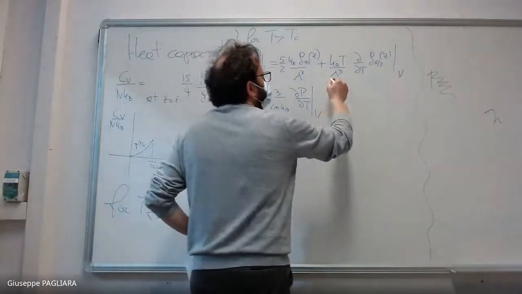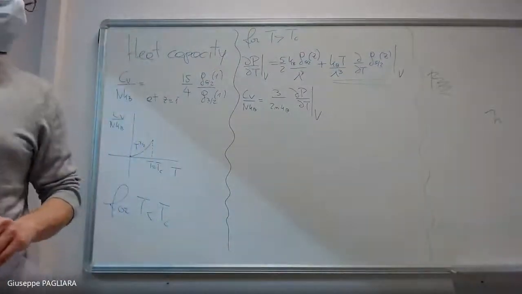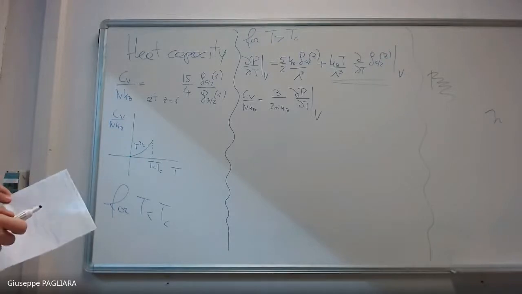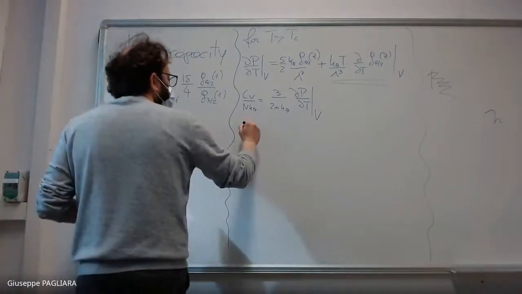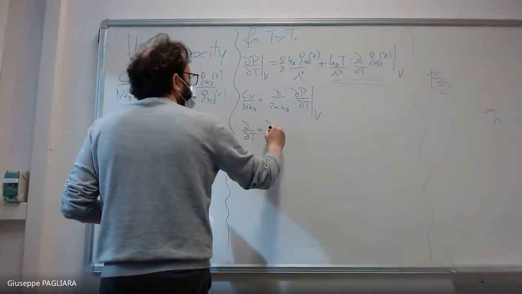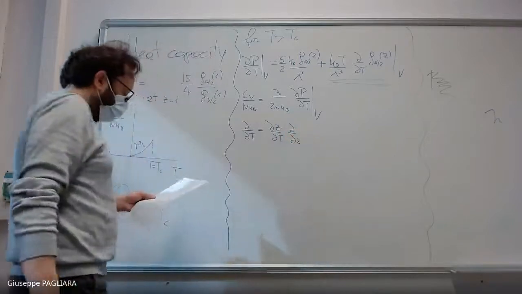So the thing now is to compute this derivative. And I think the last time we started to do it. And in particular, I have to use the chain rule to write the derivative with respect to temperature as a derivative of z with respect to temperature and derivative of z.